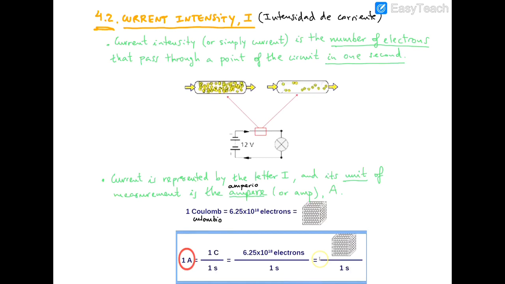So for example, when in a point of a circuit there is 0.5 coulombs per second, we say the current is 0.5 amps. If there are 2 coulombs per second, it will be 2 amps.